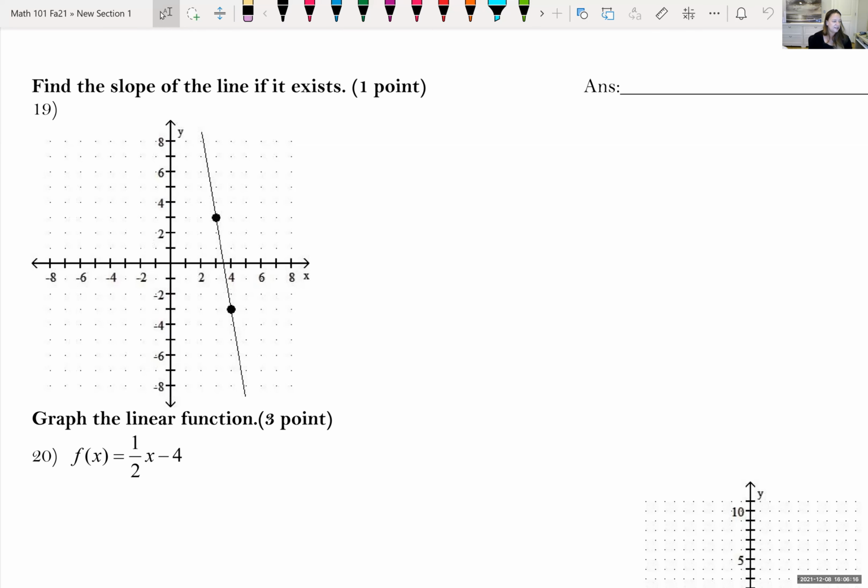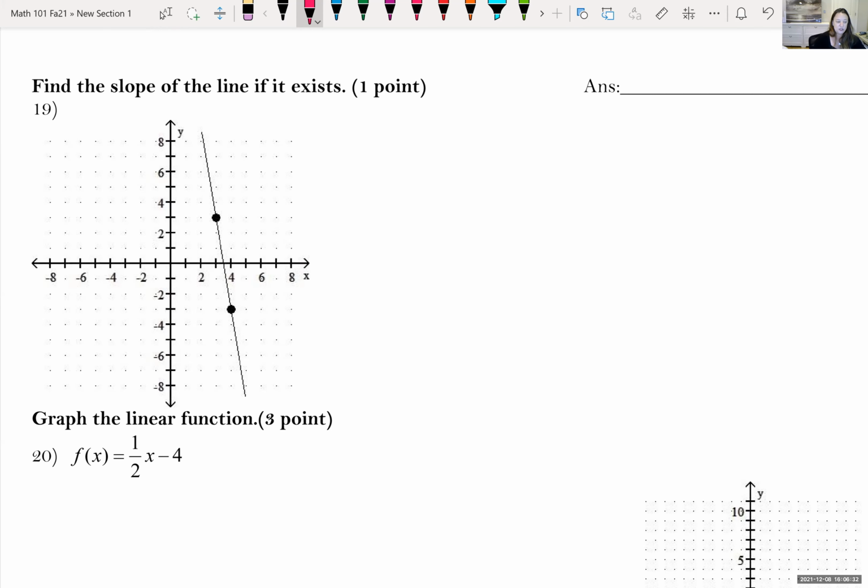We are continuing to study for your final exam. You had some questions in front of you and had a chance to work on them. Now we're just going to look at problem 19 and 20 that you have here. Problem 19 asks you to find the slope of the line if it exists.